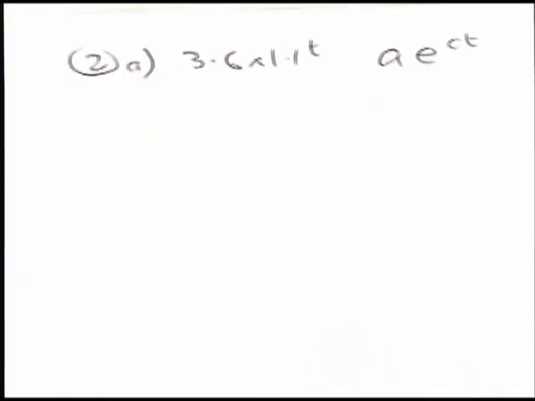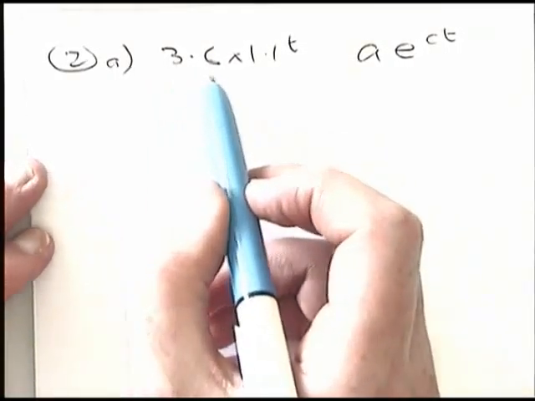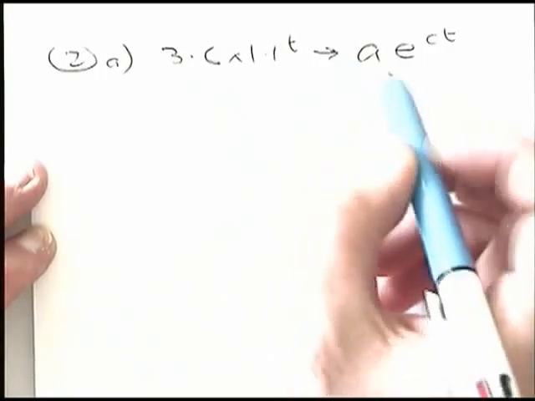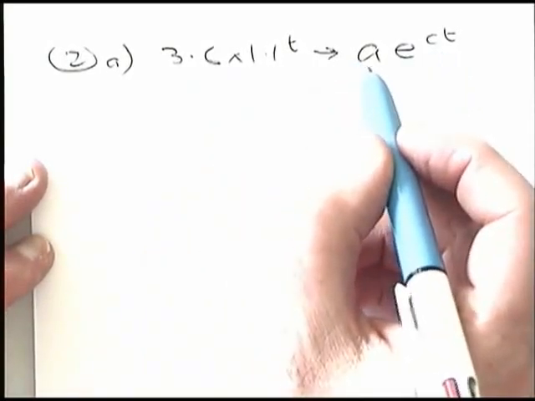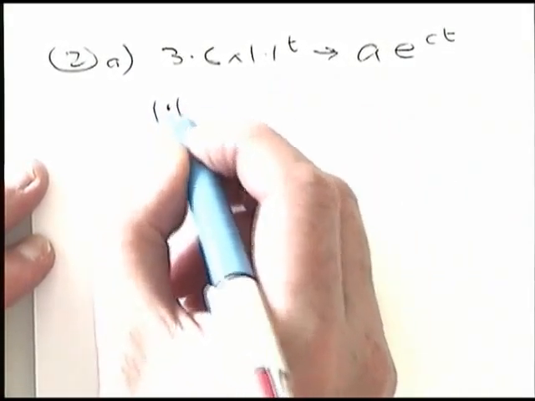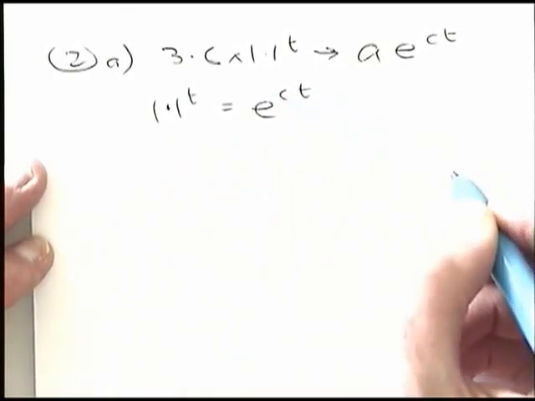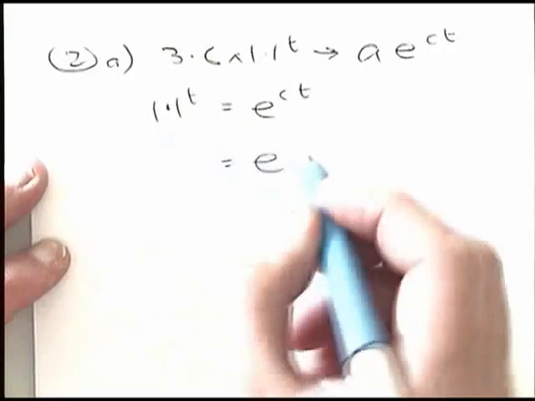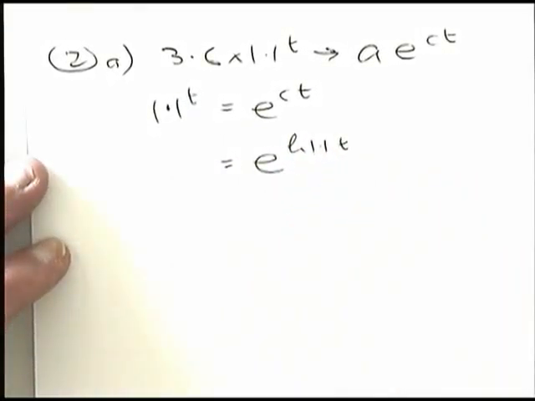If we move on now to question 2, in question 2 they've got in part A 3.6 times 1.1 to the t, they want to be rewritten as a e to the ct. Well, the 3.6 and the a, they match up. So what we've got to worry about here really is changing 1.1 to the t into e to the ct. From what we did last time, the c is log of that number, so log of 1.1 times by t.